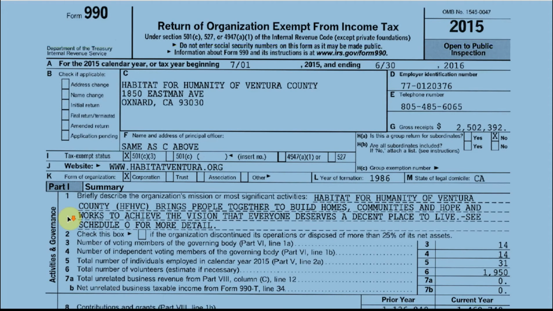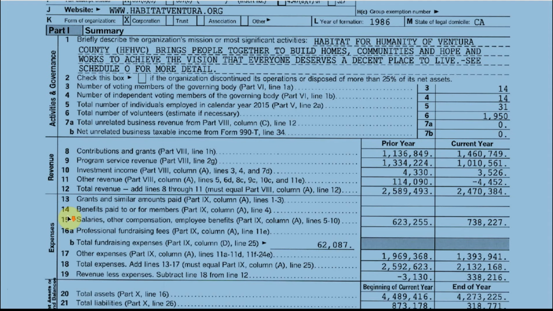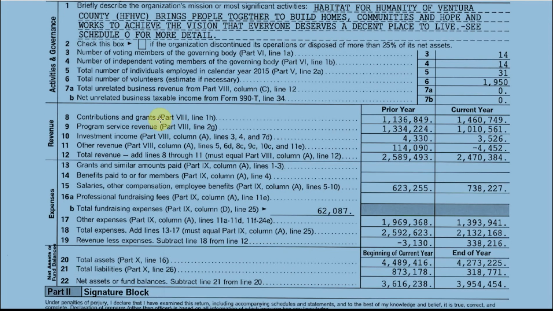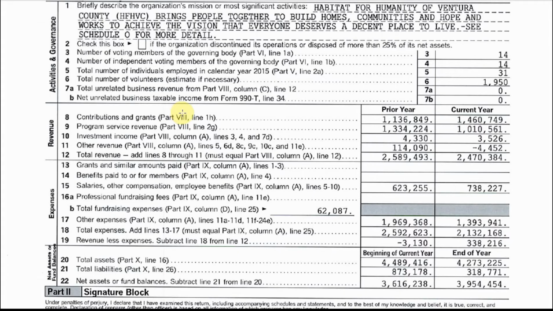The second one we're going to ask is how big are they? And there's a couple of good ways to do that. My favorite is to look at individuals employed and also volunteers. That gives us a sense of size. You can compare them to different organizations. In the same way, you can look at the revenue numbers, expenses, and fund balances to get a sense of scale. And then the third question is, are they financially healthy?